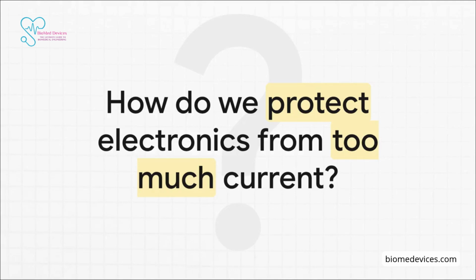So let's think about a real-world problem. You've got a little LED light and a powerful battery. If you just connect them directly, poof, a massive current flows right through and the LED is toast, instantly. So how do we stop that from happening?